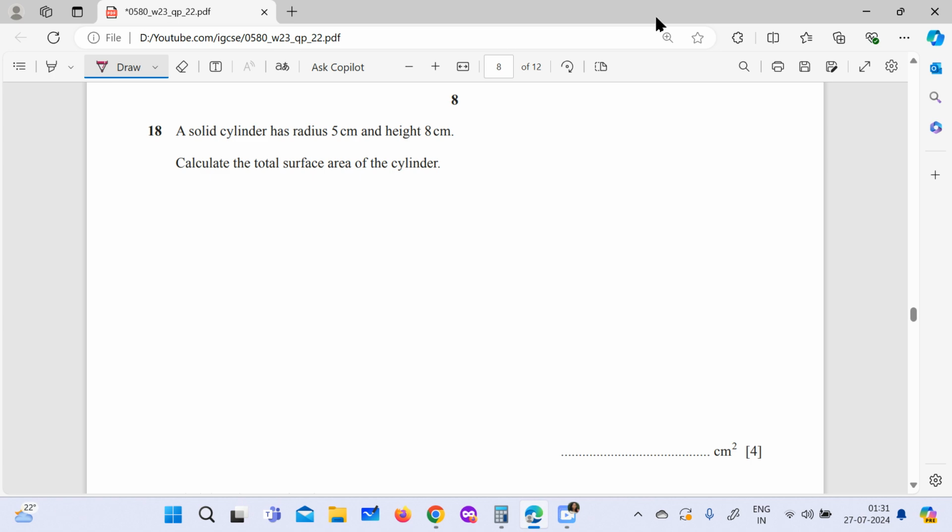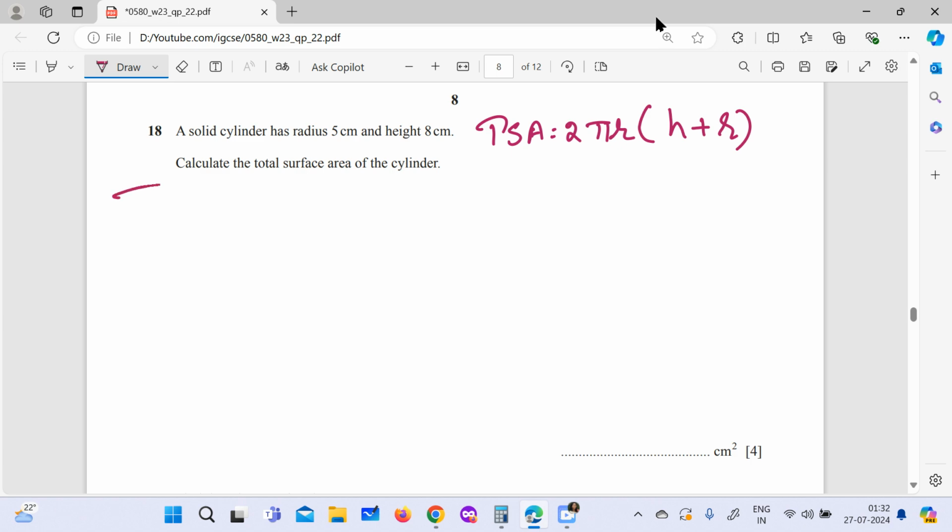Now, a solid cylinder has radius 5 centimeter and height 8 centimeter. Calculate the total surface area of the cylinder. Okay, so now we need to calculate the total surface area of the cylinder. You need to learn these formulas. The total surface area of a cylinder is 2 pi r times h plus r. Okay, so let's see the values.